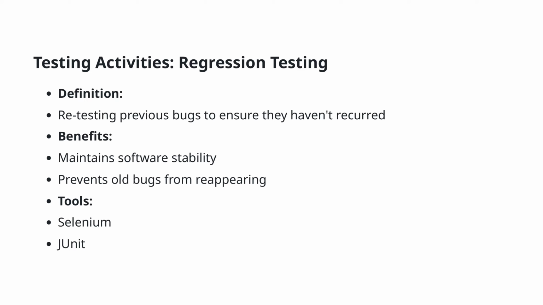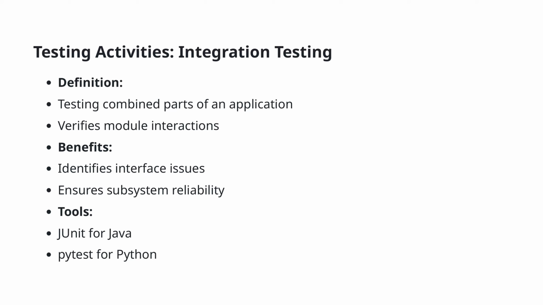These tools help automate the process, making it more efficient and thorough. Integration testing is a critical phase of the testing process, where we focus on verifying combined parts of an application to ensure they work together as intended. This form of testing checks the interactions between different modules within the software.